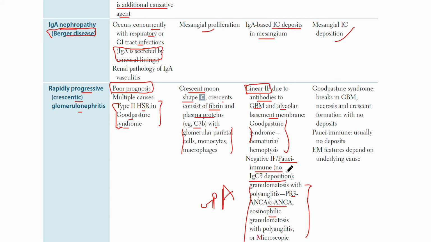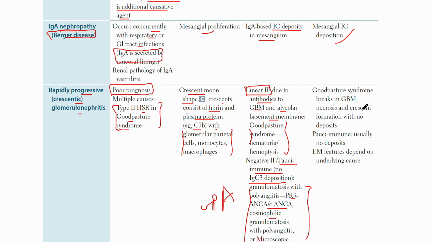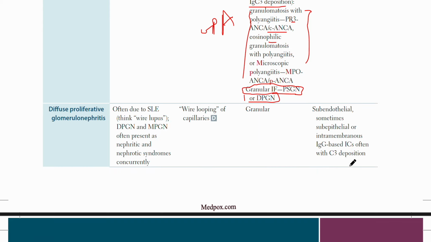That is it. So in electron microscopy, in Goodpasture syndrome, there are breaks in the GBM and necrosis and crescent formation with no deposits. There are no deposits in the case of Goodpasture syndrome. And in pauci-immune, there are also no deposits. And EM features depend on the underlying cause. That is it in rapidly progressive glomerulonephritis.